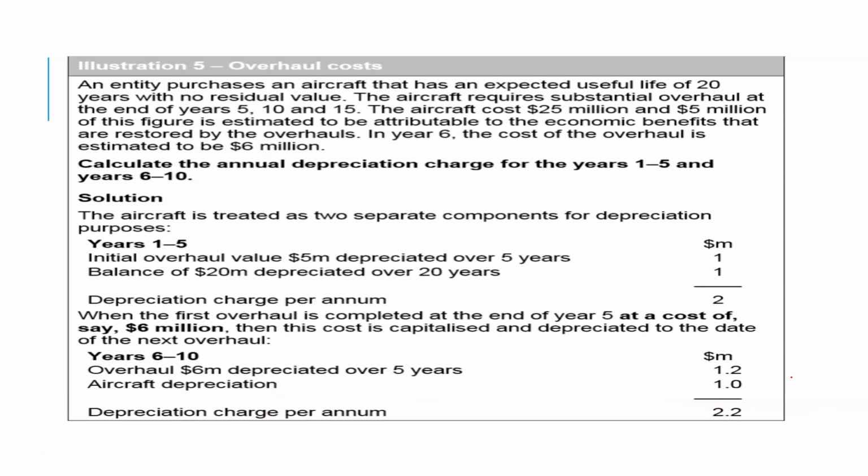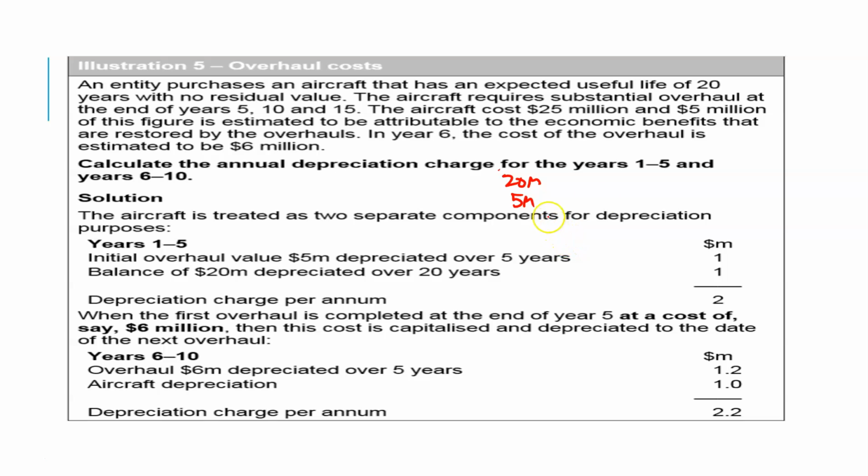This is what we're talking about in parts. It's really important to always separate your assets into parts, if you can. It says here, entity purchases an aircraft that has an expected useful life of 20 years, no residual value. Aircraft requires a substantial overhaul at the end of 5, 10, and 15 years. Aircraft costs 25 million, and 5 million of this figure is estimated to be attributable to the economic benefits that are restored by the overhauls. In year 6, the cost of the overhaul is estimated to be 6 million. So I'm going to separate this asset into 2 parts almost. I have my standard asset of 20 million, and there's a bit here that's related to the overhauls in particular.